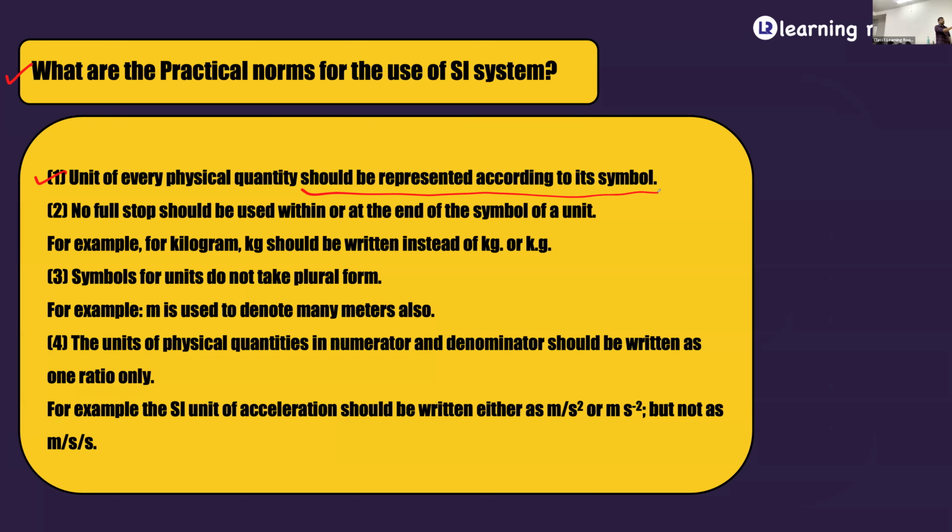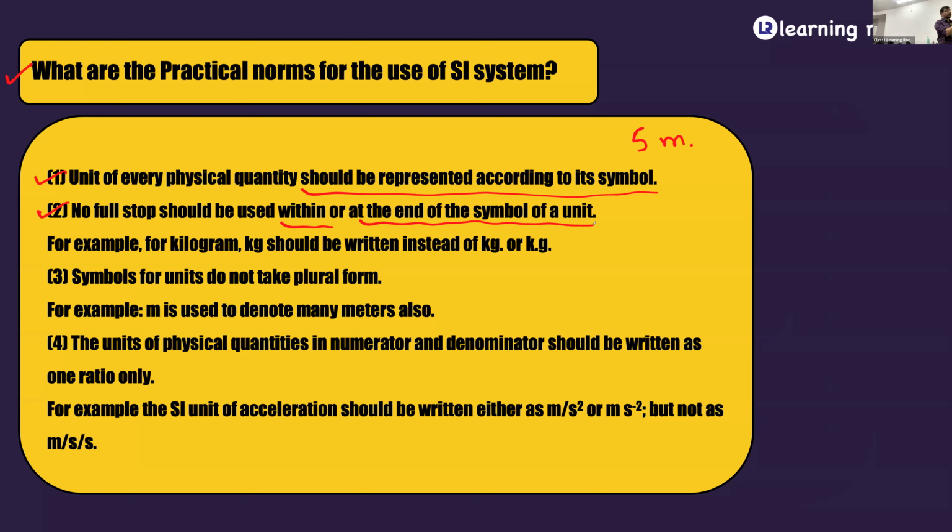The first one is the unit of every physical quantity should be represented according to its symbol. Second thing is no full stop should be used at the end of the symbol. You should not use a full stop. For example, you will not write 5 m dot unless it is the end of the statement. Even then that full stop has some space, but it should not be a part of the unit itself. That is the meaning.